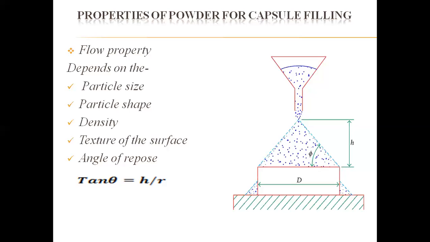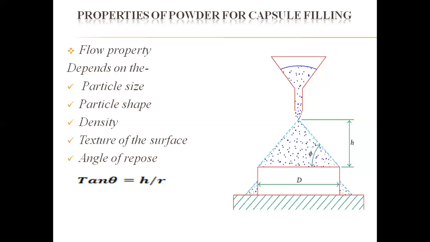If the particle size is optimum and all the particles are of uniform size, then the substance will have a better flow property in comparison to having a difference in particle size within a sample.